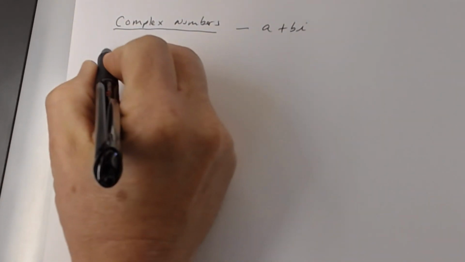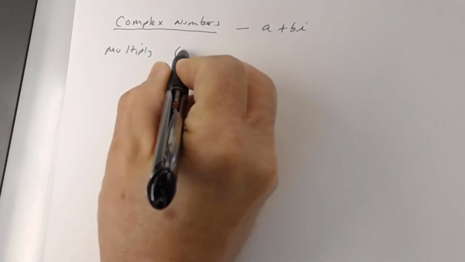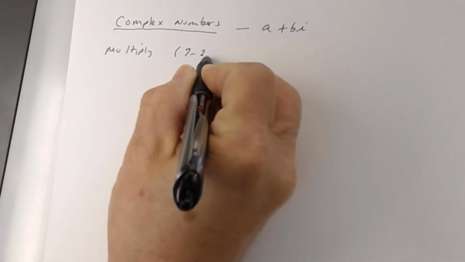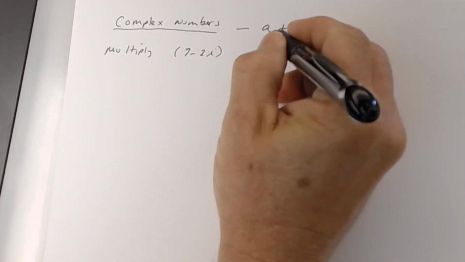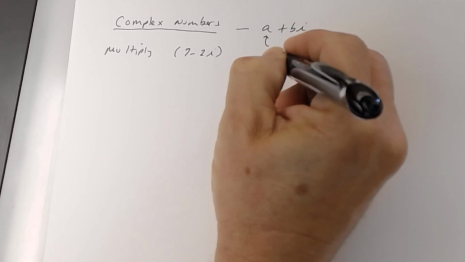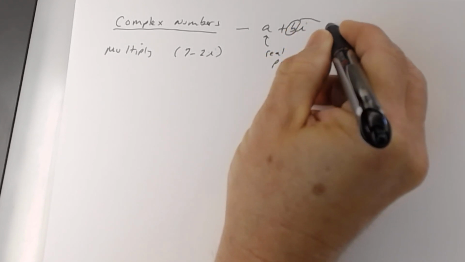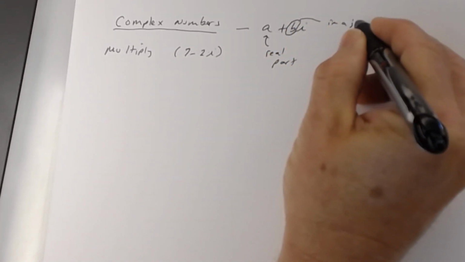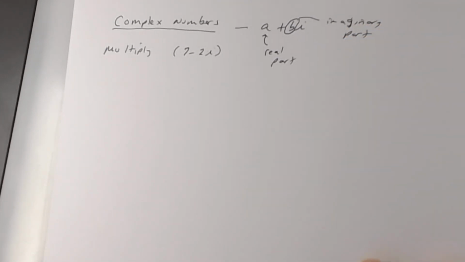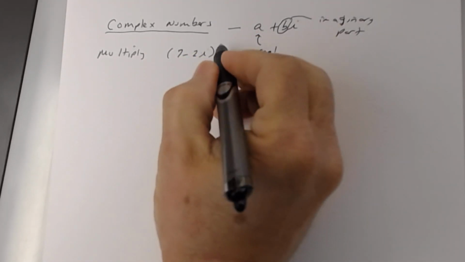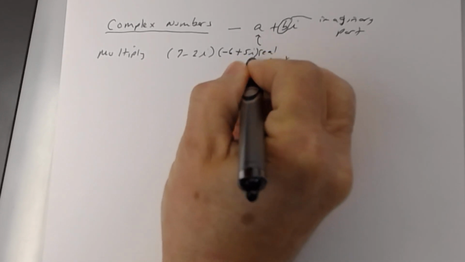So for example, if you want to multiply, let's say you had 7 minus 2i. Notice that's a complex number. It's in the form a plus bi. And remember, the a is called the real part, and b is called the imaginary part. Real part, imaginary part. All right, so let's suppose we had 7 minus 2i times negative 6 plus 5i. I made that up.